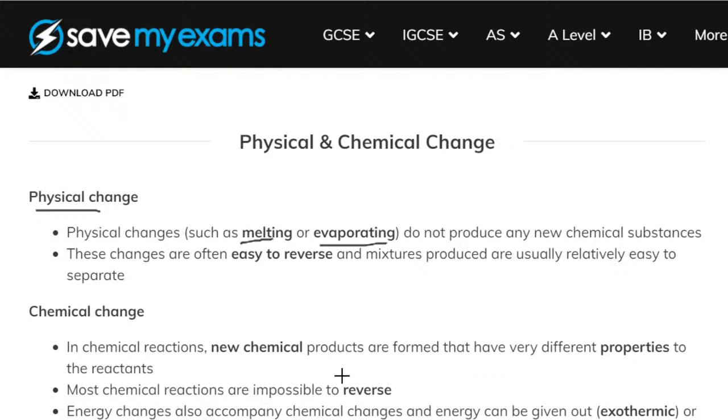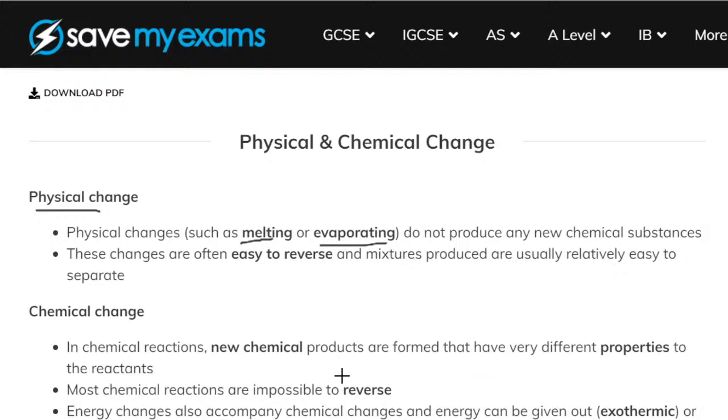Now let's give you some examples. A simple reaction of a metal and an acid will form a salt. For example, sodium reacts with hydrochloric acid. Hydrochloric acid is a chloride, so that will form sodium chloride. Sodium chloride is a different chemical product in that reaction.